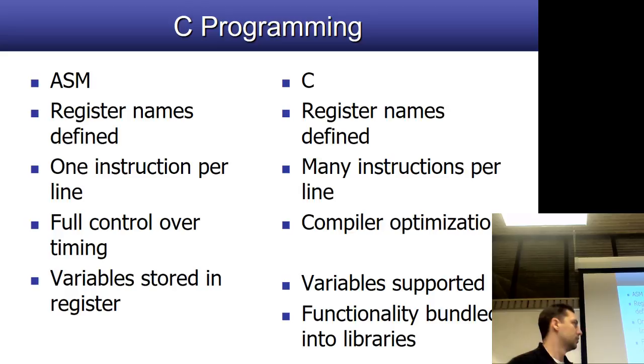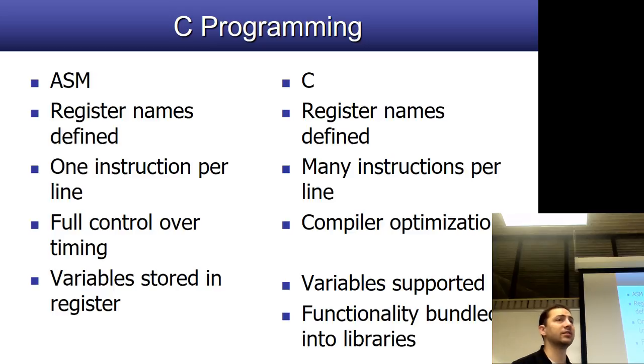So, quick refresher here. In assembly, we only have register names. We've got registers 0 through 31. Maybe we could call things X, Y, and Z, but we know that those are just aliases. In assembly, you only get one instruction per line. We saw how with macros, we can make that a little bit better. We can write one line that does a couple lines worth of stuff, but at the end of the day, it's still one line, one instruction.